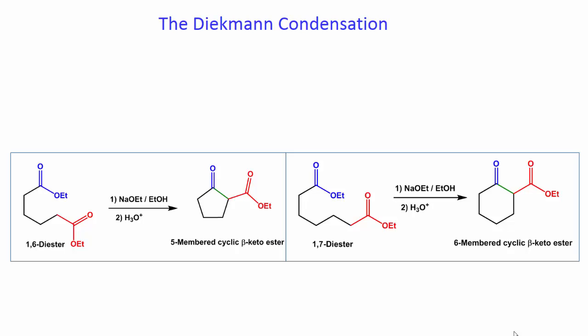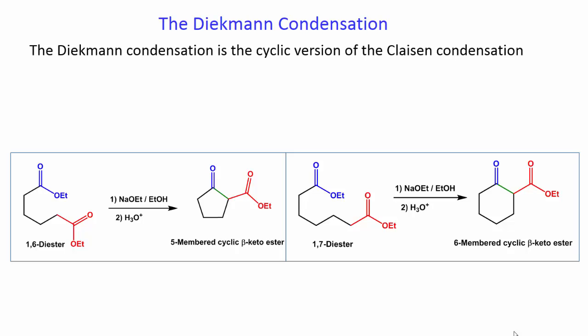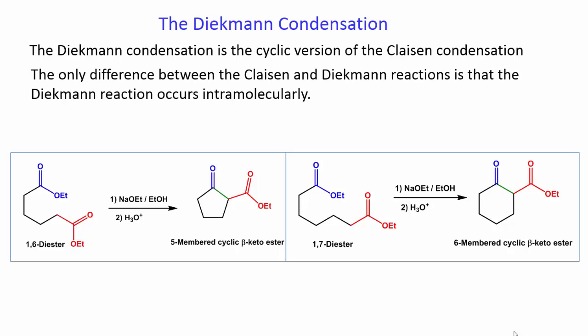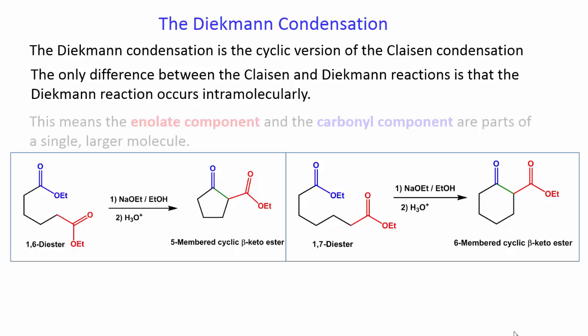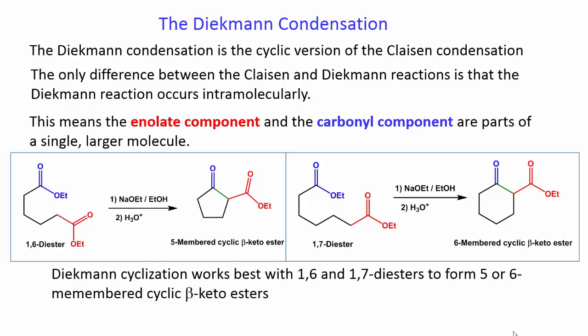The Dieckmann condensation. The Dieckmann condensation is a cyclic version of the Claisen condensation. The only difference between the Claisen and the Dieckmann reaction is that the Dieckmann reaction occurs intramolecularly. This means that the enolate component and the carbonyl component are parts of a single larger molecule. Dieckmann cyclization works best with 1,6 and 1,7 diesters to form 5 or 6-membered cyclic beta-keto esters.